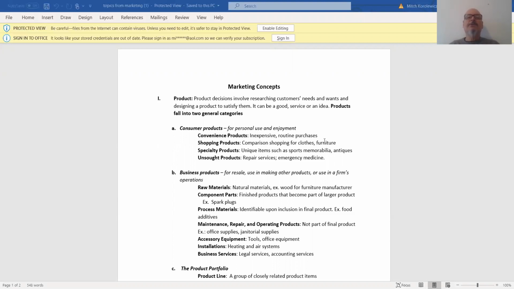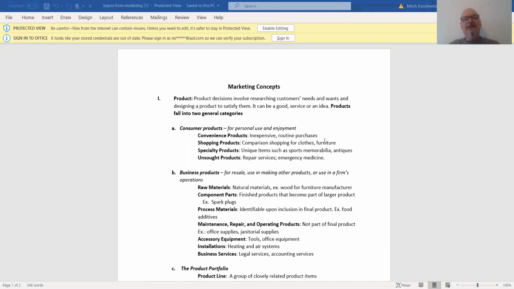Consumer products, which are for personal use and enjoyment. They can be convenience products, which are inexpensive, routine purchases. Shopping products in which you comparison shop, maybe for clothes or furniture. Specialty products, which are unique items, maybe sports memorabilia, antiques, and even unsought products. Remember those: repair services, emergency medicine, insurance, life insurance, those types of things.